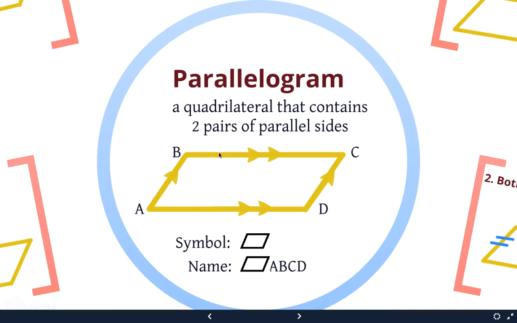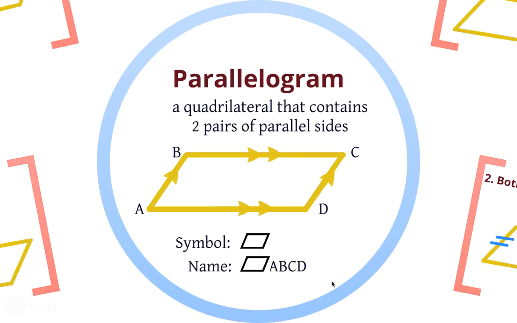So this one, I could also call parallelogram BCDA, or parallelogram CDAB, or parallelogram DABC. So you pick a point and you work your way around the figure and you put the little parallelogram symbol in front. So this means parallelogram because it has the symbol, ABCD. Awesome, right?